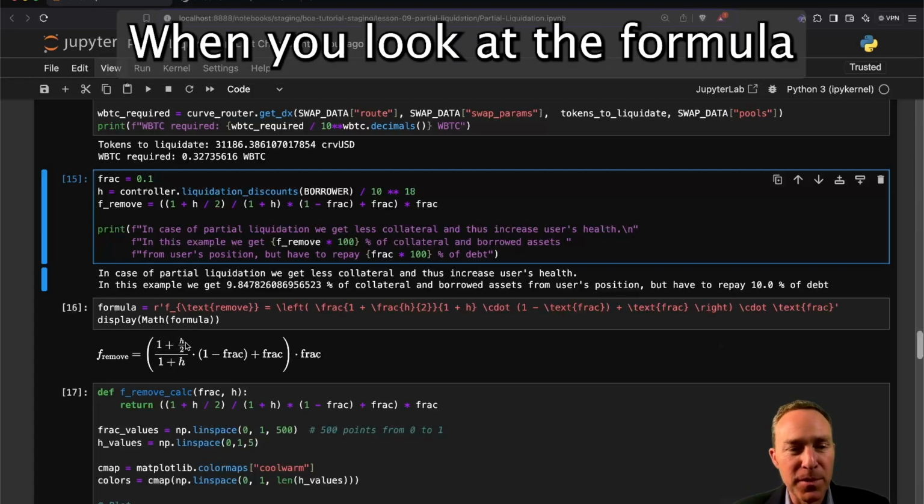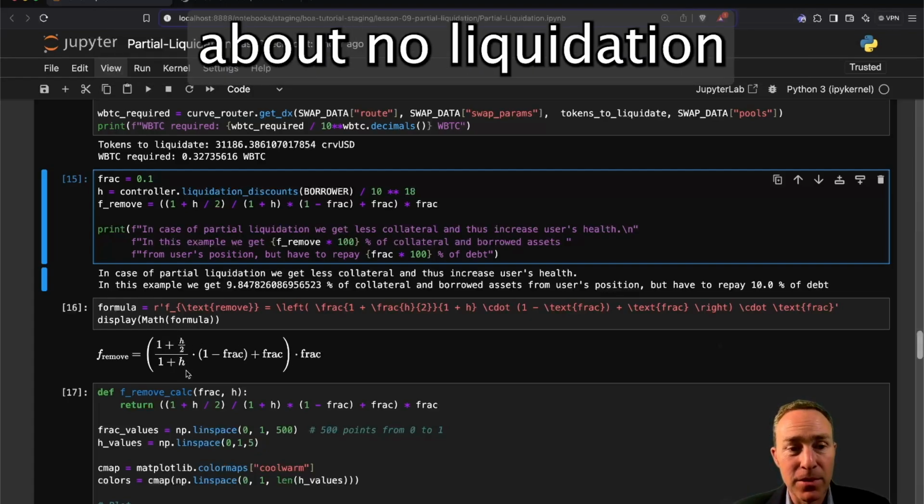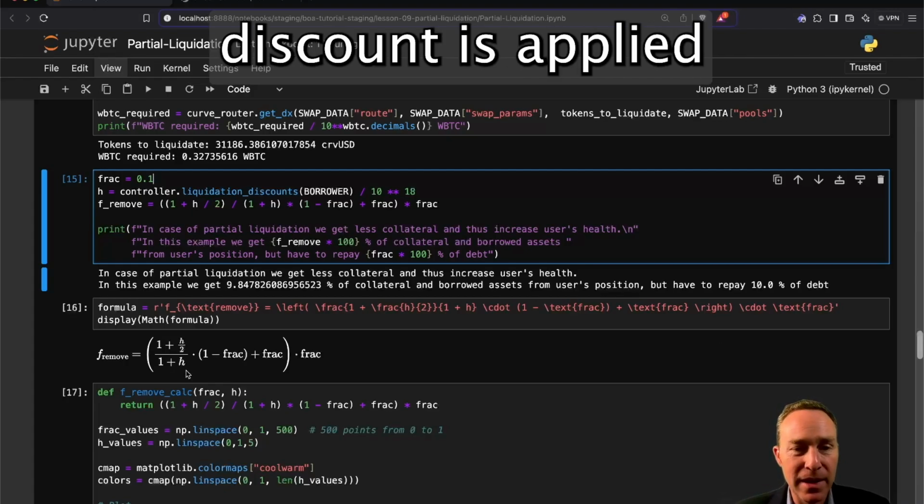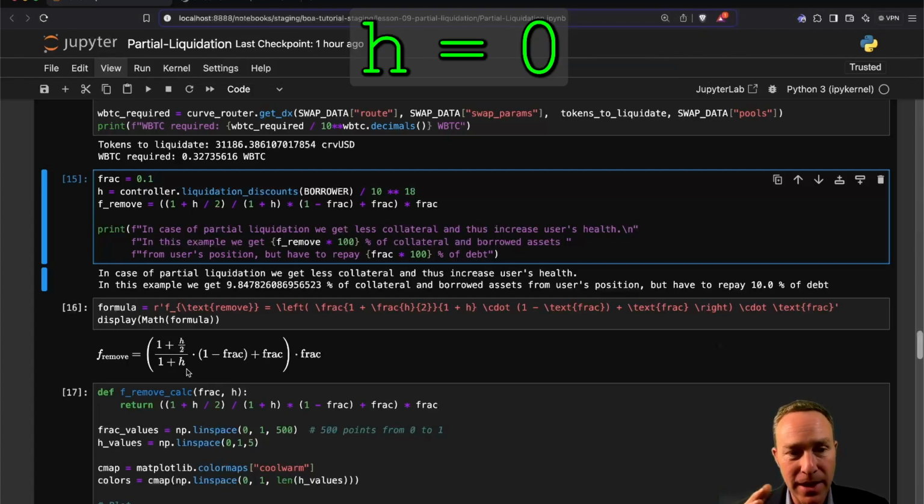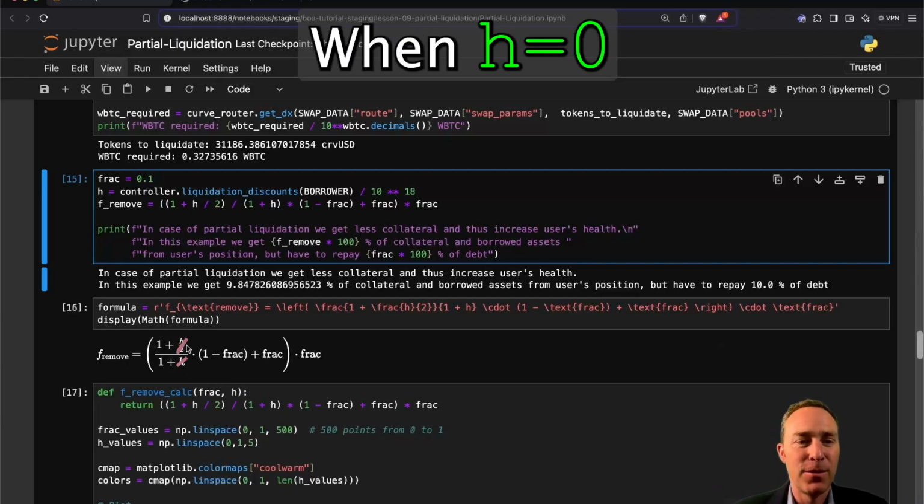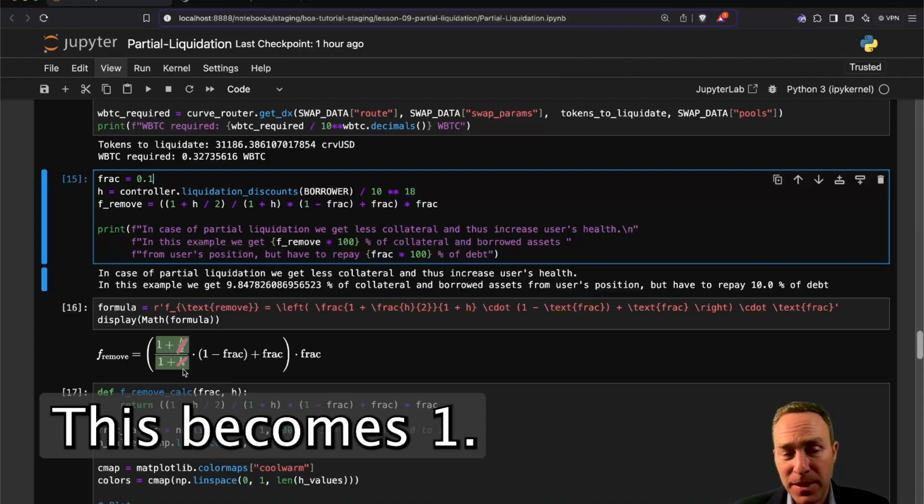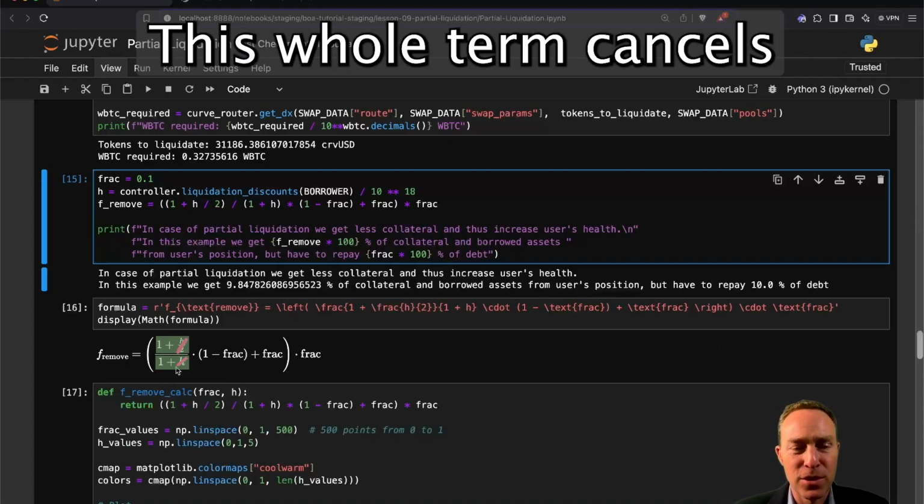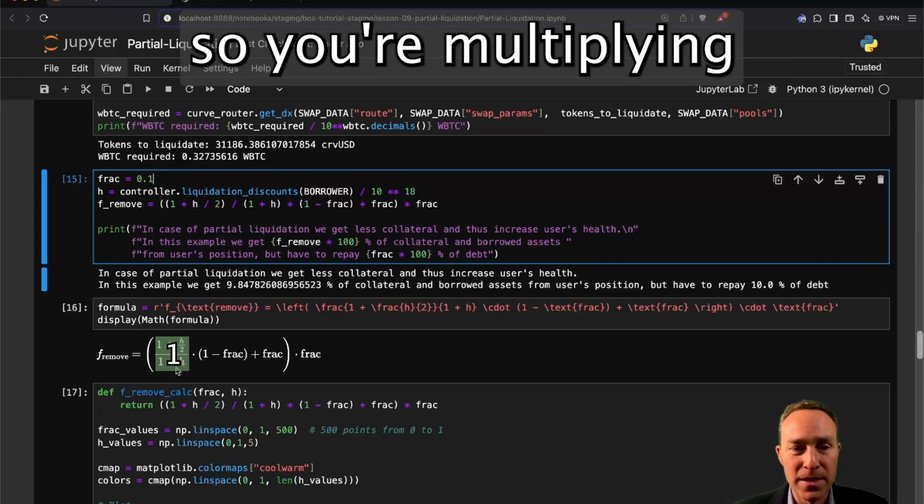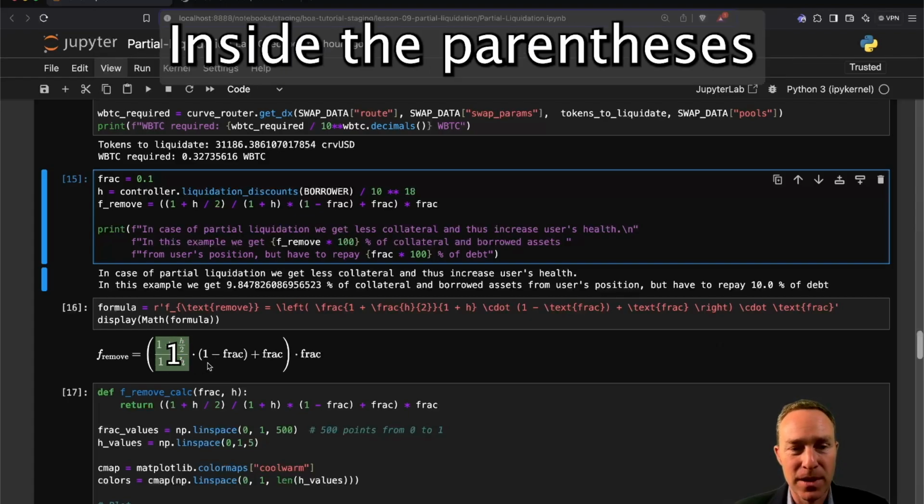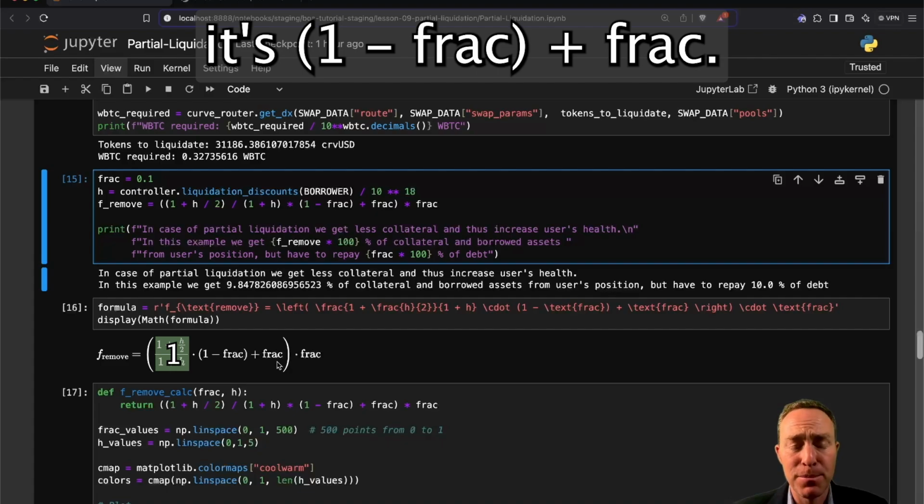But when you look at the formula, you'll notice that if you're talking about no liquidation discount applied, aka H equals 0, H can run from 0 to 100. When H is 0, this becomes 1, this becomes 1, so this whole term cancels to just be 1, so you're multiplying it times this. So inside the parentheses, it's 1 minus frac plus frac.